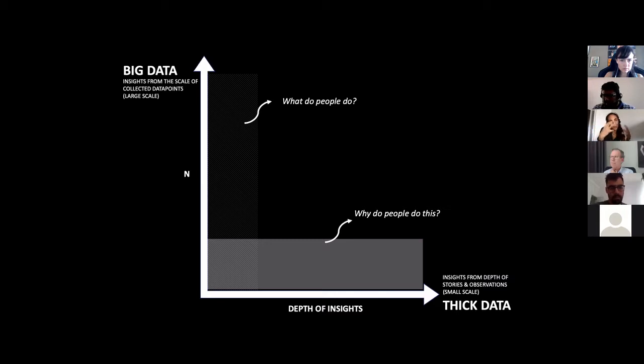So we gather insights from more in-depth stories and observations, definitely at a smaller scale than big data, but it really helps us to go in depth in insights rather than to get large N numbers. This is my definition and the way I'm looking at thick data, and why it is important for me as an approach to do my research.